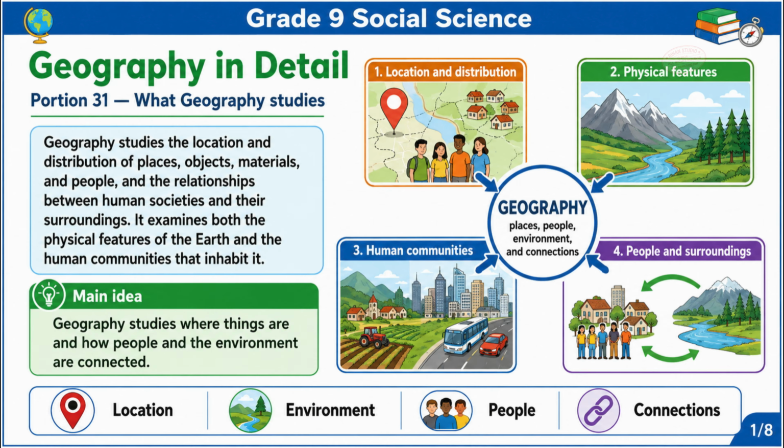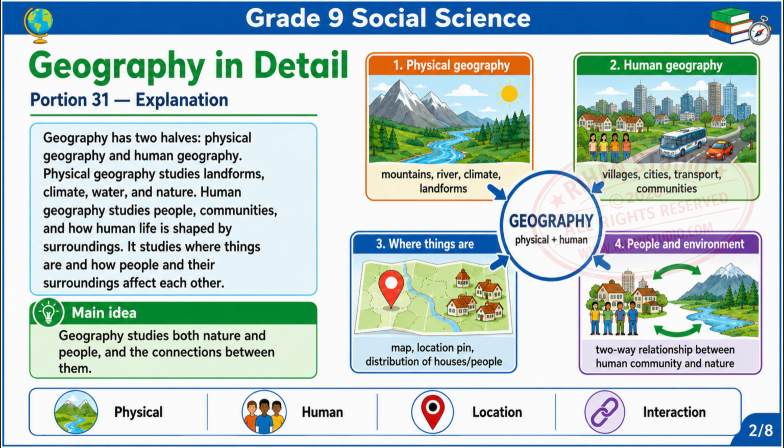Geography in detail. What geography studies? Geography studies the location and distribution of places, objects, materials, and people, and the relationships between human societies and their surroundings. It examines both the physical features of the Earth and the human communities that inhabit it.